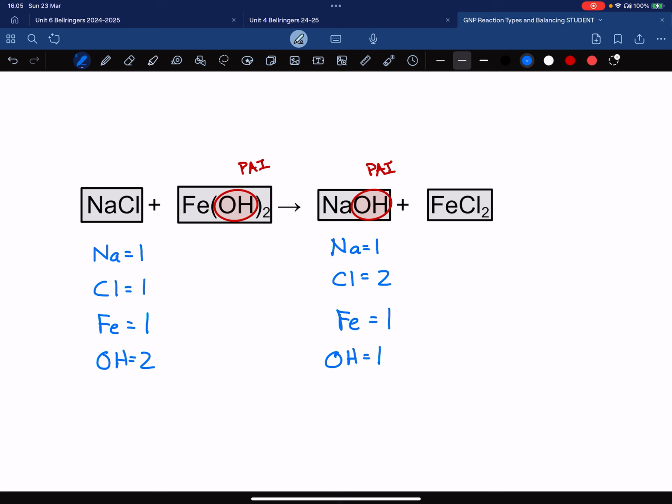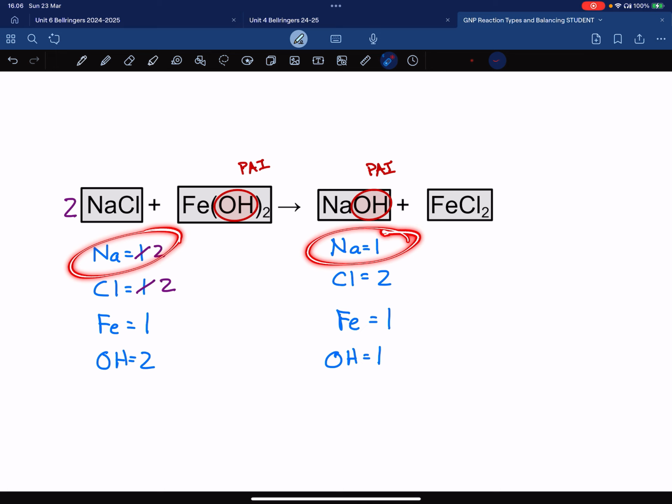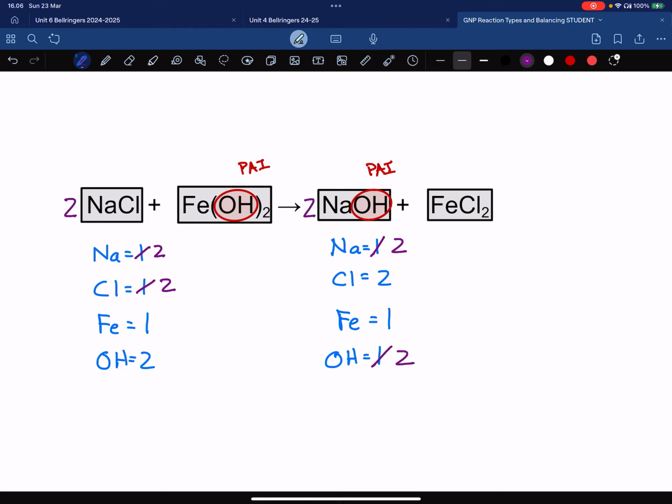So you can choose the chlorine to focus on, or you can choose the hydroxide to focus on. Either one's fine. If I choose the chlorine, I've got 2 here and 1 here. So that means I'm going to need to put a 2 here. Then I'm going to need to recount. Sodium becomes 2, chlorine becomes 2. Well, now I've put my sodiums out of whack. So I've got to put a 2 there. Now that makes my sodiums 2 and also my hydroxides 2. And magically, I've now balanced everything, even though I never really looked at the iron.